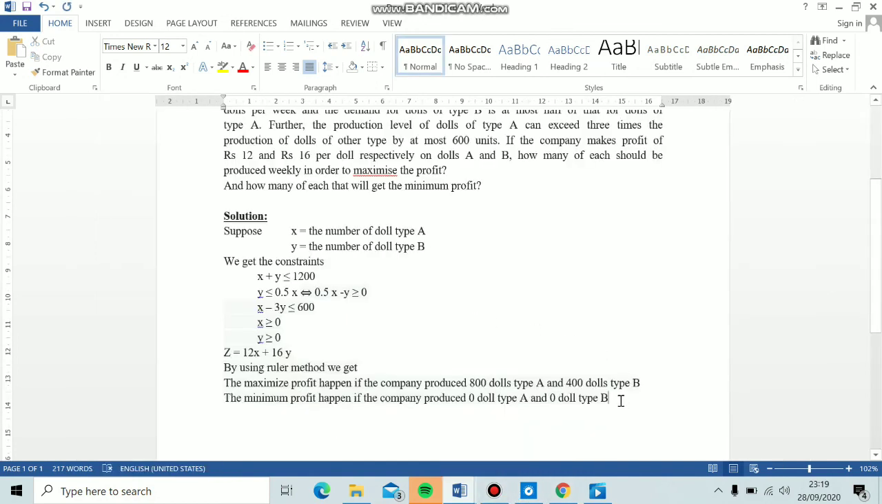I have written this conclusion. By using the ruler method, we get that the maximum profit happens if the company produces 800 dolls type A and 400 dolls type B, and the minimum profit happens if the company produces 0 dolls type A and 0 dolls type B.